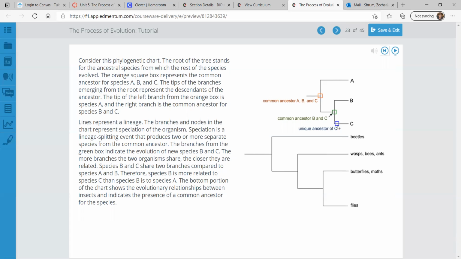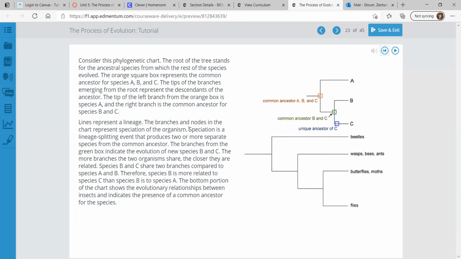So if you've ever seen a family tree, this is like that, but for species, whereas a family tree is based around individuals in a family. This is based around species, families of species. And the tip of the left branch from the orange box, so this one right here, is species A. And the right branch is the common ancestor for species B and C.